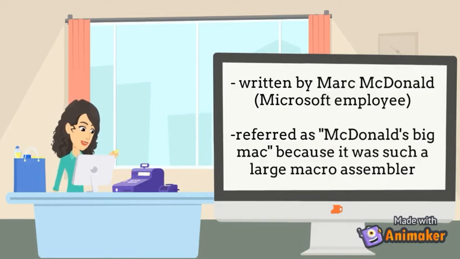He is Microsoft employee number 1, after Bill and Paul. Microsoft had been doing all their development on DEC computers, and the macro capability put in MASM was modeled after DEC assemblers. Because MASM was such a large macro assembler, it is referred to as McDonald's Big Mac.